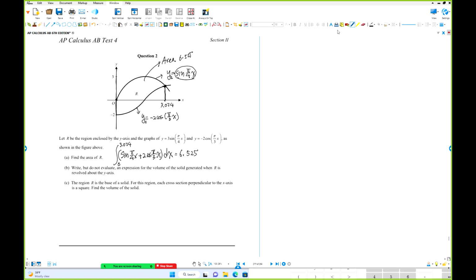The second question: write but do not evaluate an expression for the volume of the solid generated when R is revolved about the x-axis. This one also needs shells. Let me see. When you revolve around the y-axis, we need shells, because we cannot use washers or disks or any other method. This one definitely needs shells.